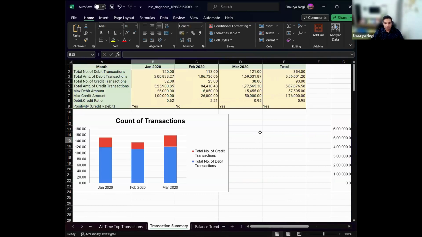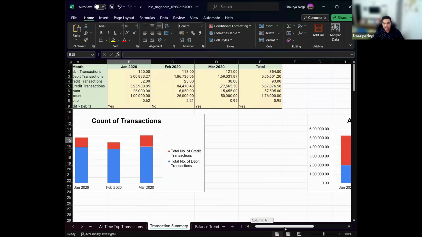Right? The next sheet we're talking about is the transaction summary sheet. This sheet basically rolls up all the transactions into key categories and time frames. So as you can see, it gives the total number of debit transactions, total amount of debit transactions, total number of credit transactions, total amount of credit transactions, and max debit amount, max credit amount, and gives all the important key information here.